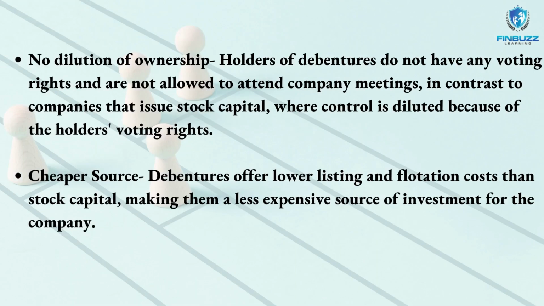The next advantage is no dilution of ownership. In contrast to businesses that issue stock capital, where control is diluted because of the holders' voting rights, holders of debentures do not have any voting rights and are not permitted to participate in company meetings. The last advantage is cheaper source. Debentures are a less expensive method of funding for the company because they have lower listing and flotation expenses than equity capital.